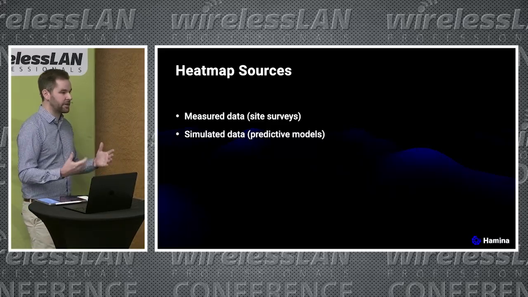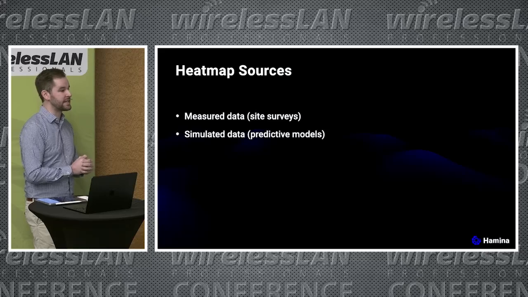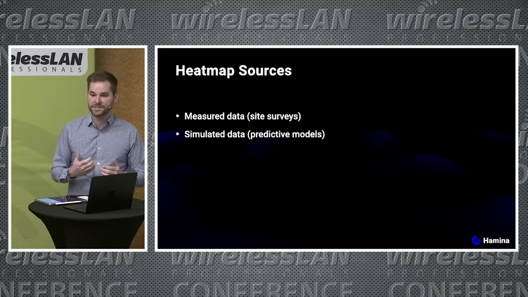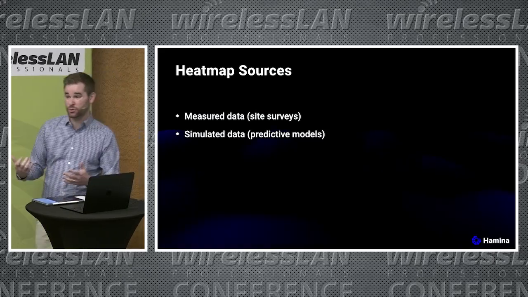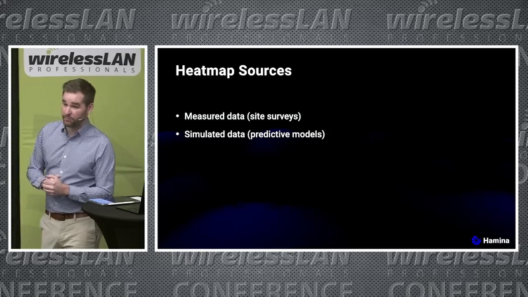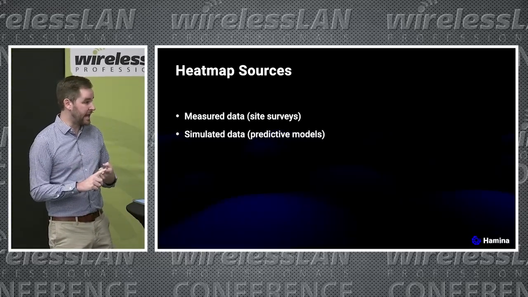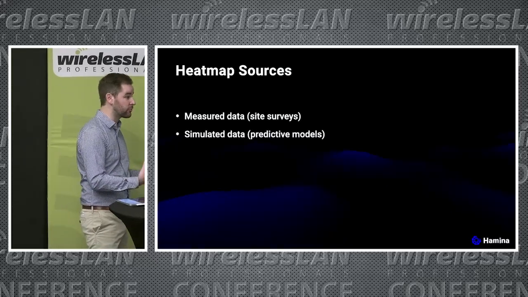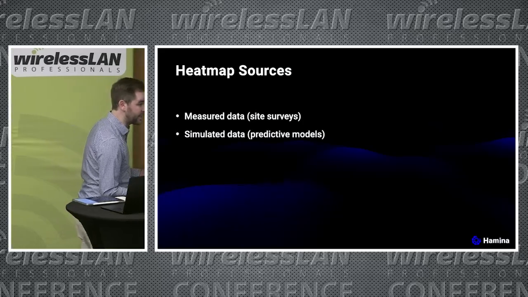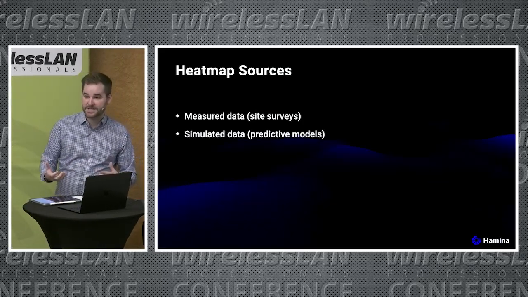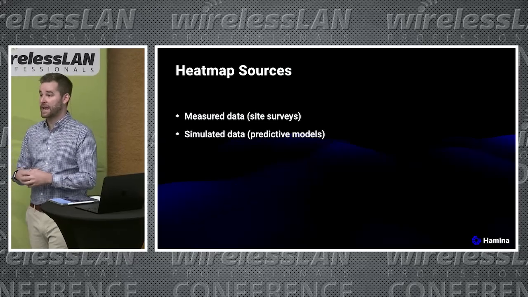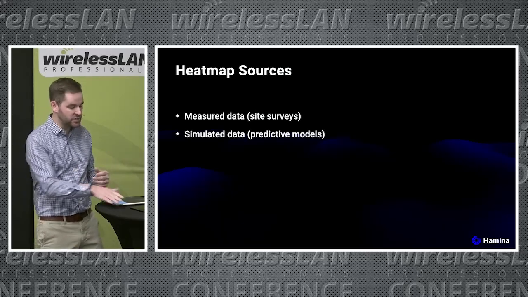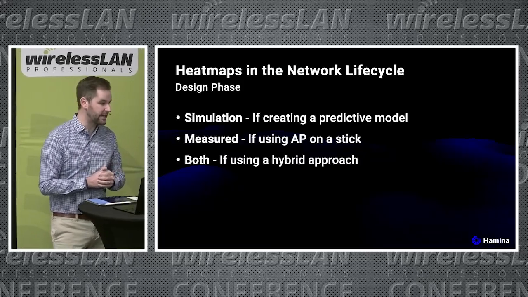The first thing that I want to talk about, which UC touched on a little bit in his presentation yesterday, is that there are really two main sources for heat maps in a tool like Hamina. I think this is true for pretty much every tool out there on the market that generates heat maps. You've got measured data, which comes from things like a site survey where you actually go and take measurements in the real world. And then there's simulated data. Simulated data is when we drop an access point into a predictive model and we create a simulation based on what we think is going to happen.